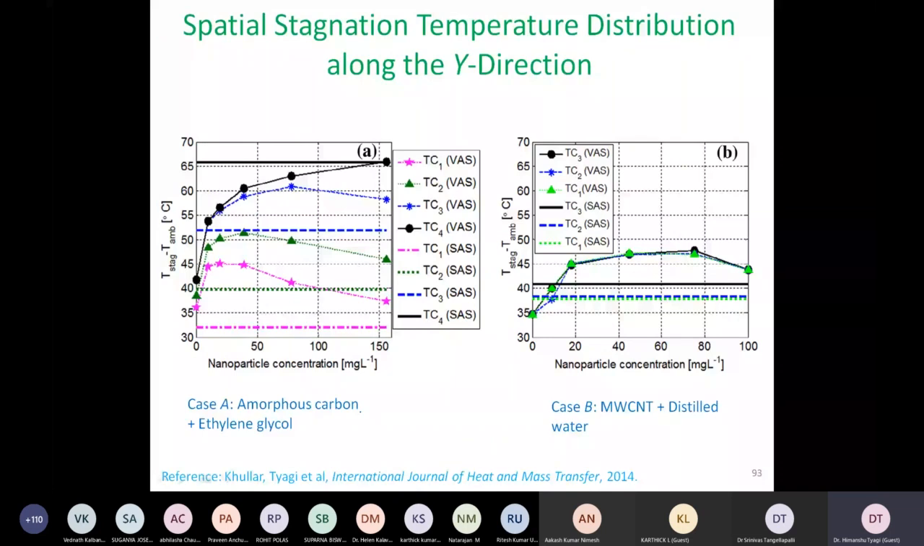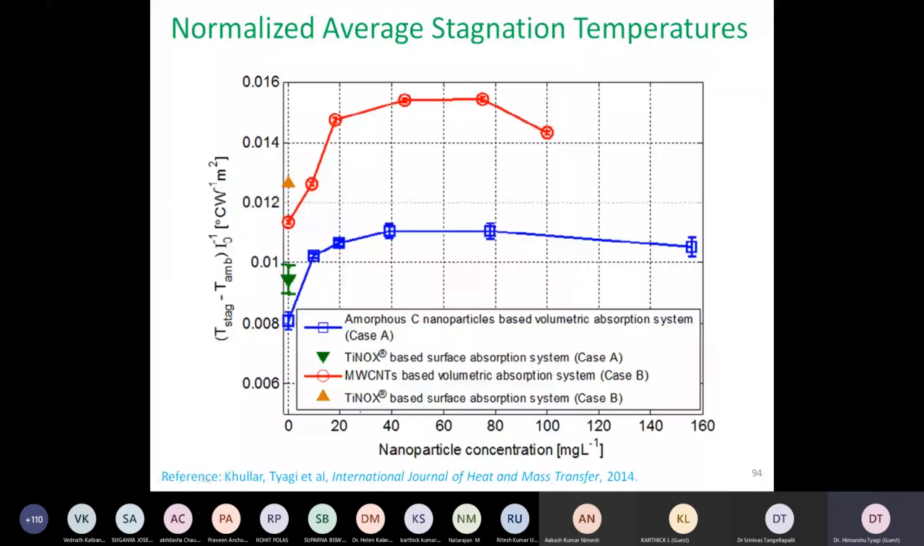So here I'll discuss because it's shown much more nicely. This shows the increase in temperature as a function of nanoparticle concentration. Whether we are adding amorphous carbon or multi-walled carbon nanotube, the more we add these nanoparticles, we are expecting higher and higher temperature rise, which is true initially. You can see when we are increasing the nanoparticle concentration, the temperature rise is clearly increasing.